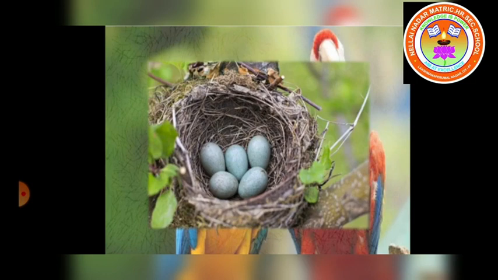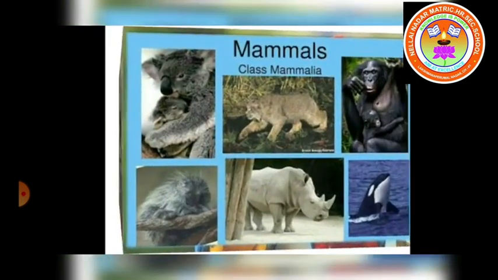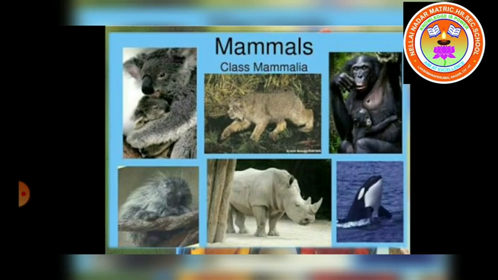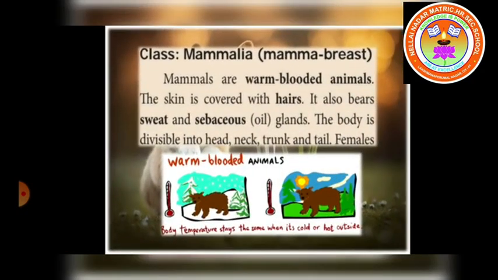Now, let us move to the next class, Mammalia. We call them mammals. Class Mammalia, mamma means breast, provided with mammary glands. So mammals are warm-blooded animals. So human beings are included under mammals. We are under mammals.